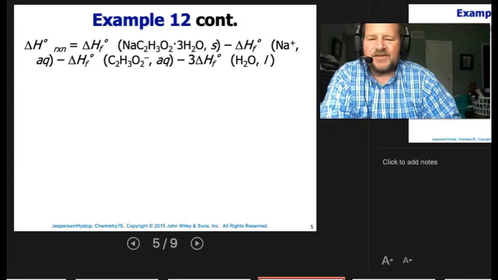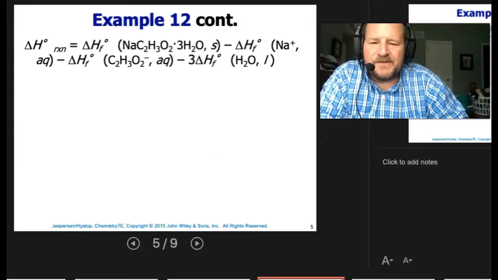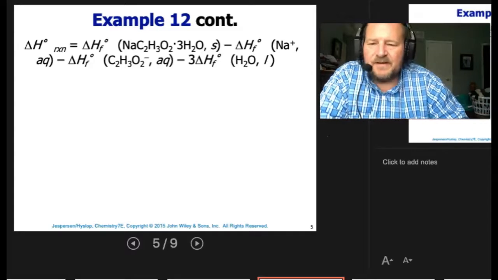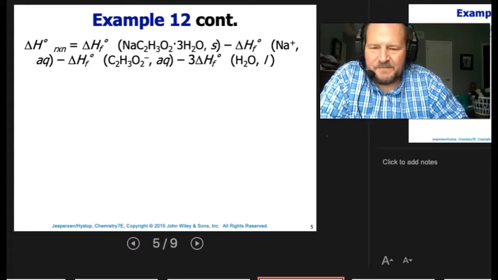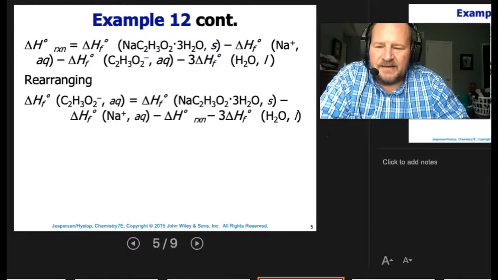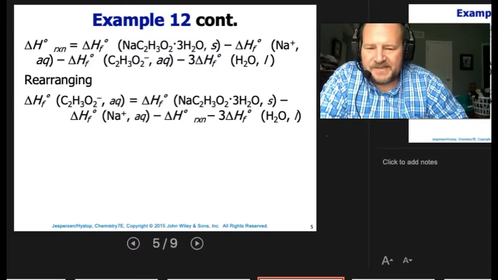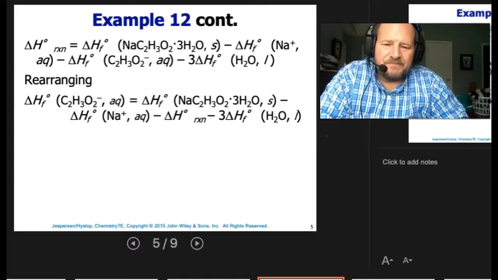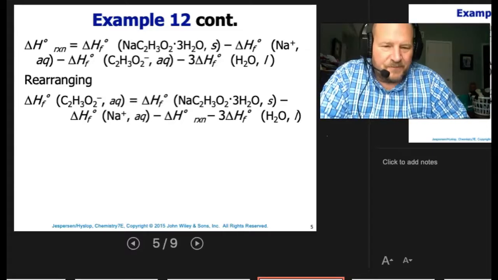So the delta H for the reaction is the delta H of formation of the sodium acetate with water minus the delta H of formation of the sodium aqueous, minus the delta H of formation of the acetate aqueous, minus 3 times the delta H of the water. So we can rearrange this so that the acetate ion would be equal to the formation of the sodium acetate with the water minus the delta H of the sodium minus the delta H of reaction minus the 3 times the delta H of the water.